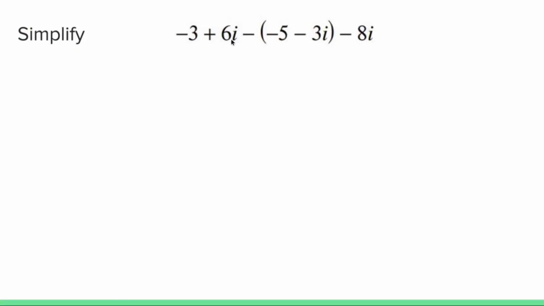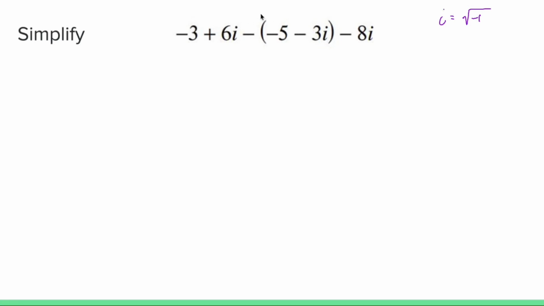Simplify negative 3 plus 6i minus the quantity negative 5 minus 3i minus 8i. What is i? Well, i is the square root of negative 1, which means you're going to treat it like a square root, which means when you combine like terms, you treat it like a regular old variable.